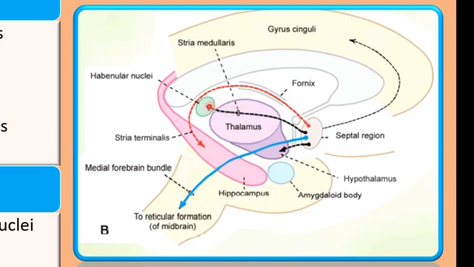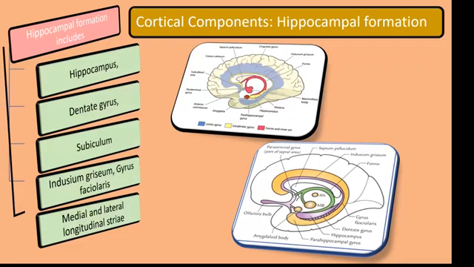and the name of this fiber is stria medullaris thalami. This is the point of a habenula nuclei. Now we look at the third part of the cortical component of the limbic system. And this part is the part we call the hippocampal formation.